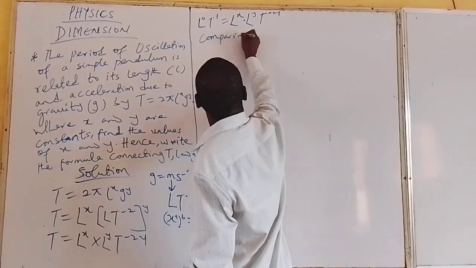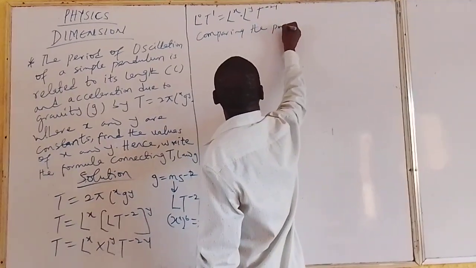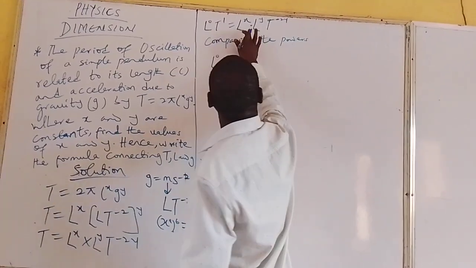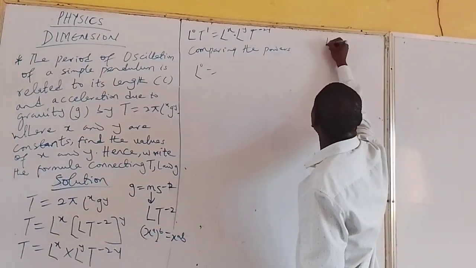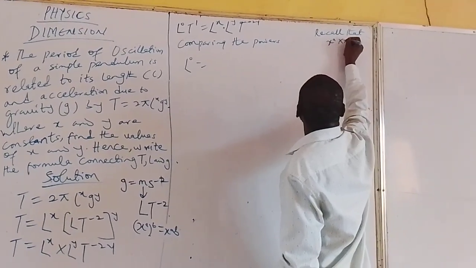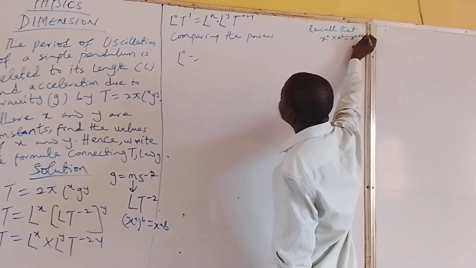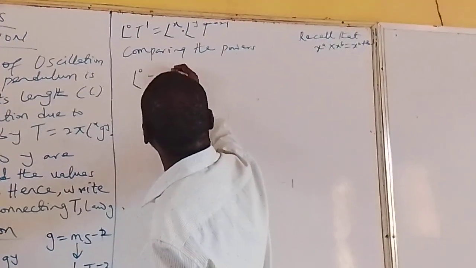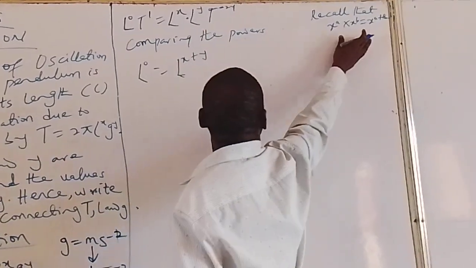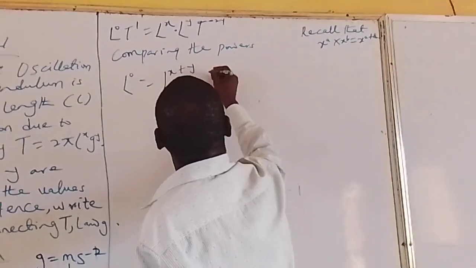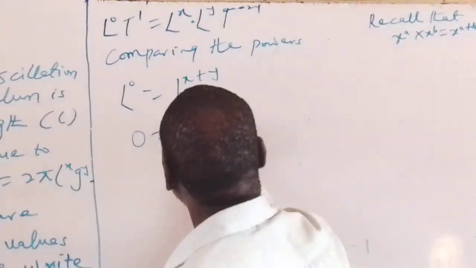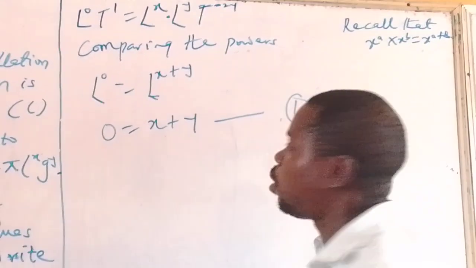So comparing the powers, L naught is equal to, now using the first law of indices, recall that x raised to power a times x raised to power b equals x raised to power a plus b. I'm going to use the same concept here. So this gives L raised to power x plus y. This is a product, you operate it like this, then you equate the powers: 0 is equal to x plus y. Call this equation 1.